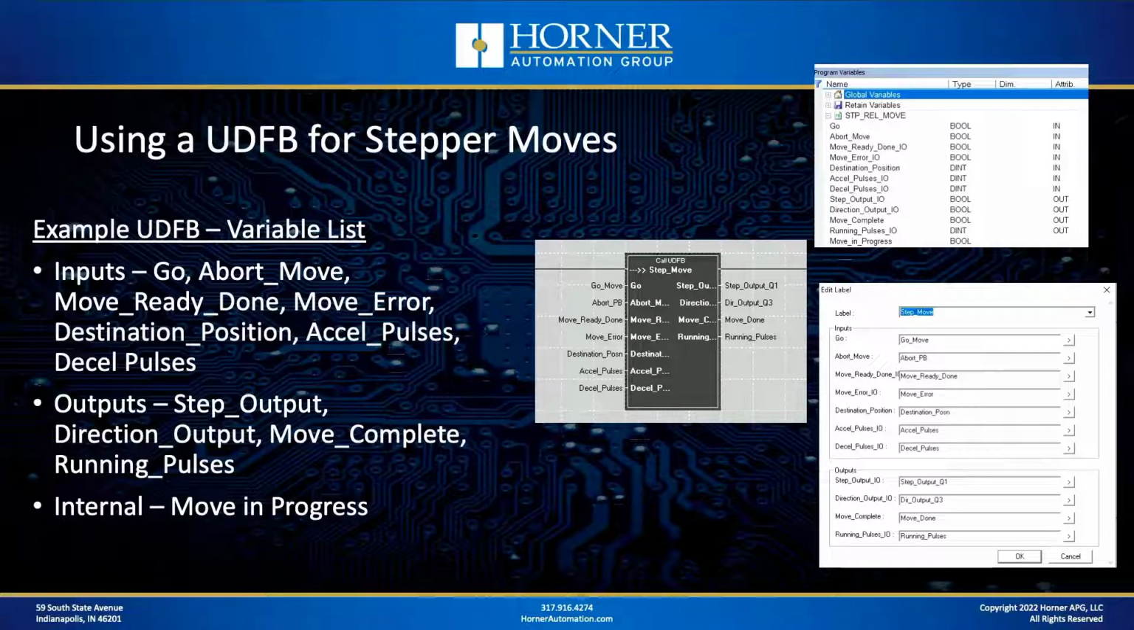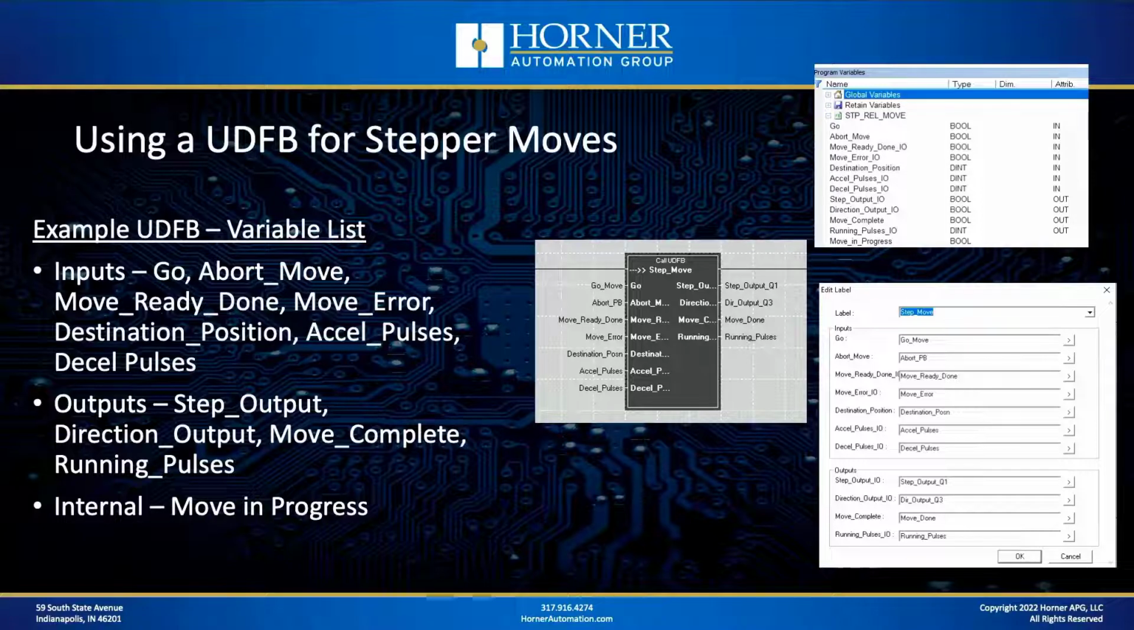Of course, I've got to monitor move ready done. That's the bit that's tied to I1617 for stepper number 1. I also need to monitor my move error bit, which is coming from I1618 for stepper number 1. I'm going to have a destination position that I'm going to feed the block. And then I'm also going to need to reference the number of X cell pulses and the number of D cell pulses, because ultimately I am going to need to provide that information to the OCS so it can execute the move properly. So those are all the inputs to my user-defined function block.